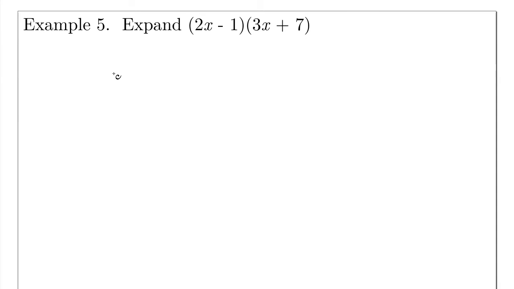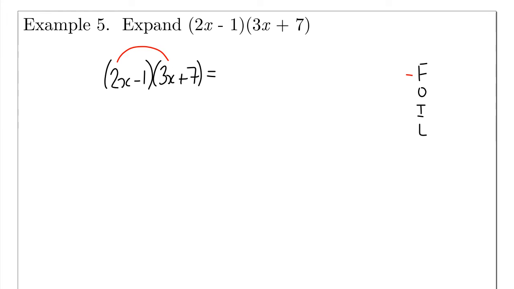And now moving on to example 5, we're multiplying 2x minus 1 in the first bracket and 3x plus 7 in the second bracket. I'm going to use the FOIL method. It is my preferred method for expanding out two brackets. So F, we multiply the first terms together. O, we multiply the outer terms together. I, we multiply the inner terms together. And L, we multiply the last terms together.